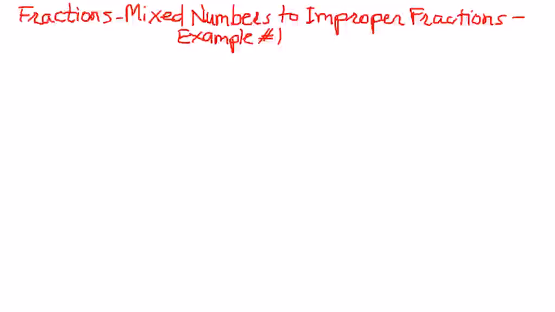Welcome to my presentation. In this presentation, we shall see how to write mixed numbers as improper fractions. Let us take an example here. We want to write 12 and 4 over 5, this is a mixed number, as an improper fraction.